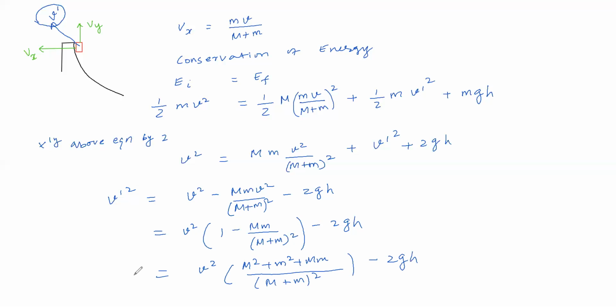Here v dash whole square is there, so taking the square root, it will become the velocity. So we are getting the velocity of the small block at the maximum height, at height h, as the square root of v square into (M square plus Mm plus m square) divided by (M plus m) whole square, minus 2gh. Altogether the square root is the answer. This is the velocity of the smaller block when it reaches the larger block at height h.